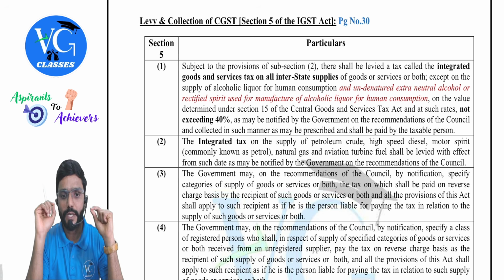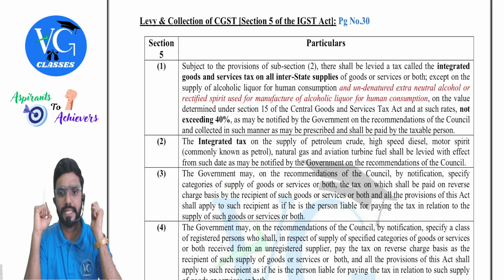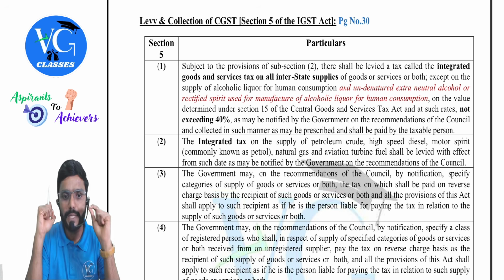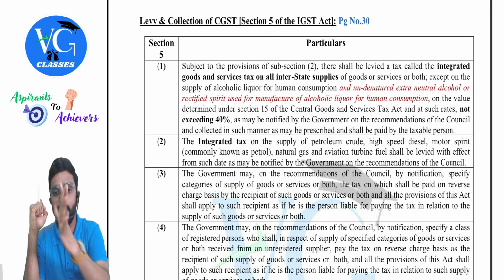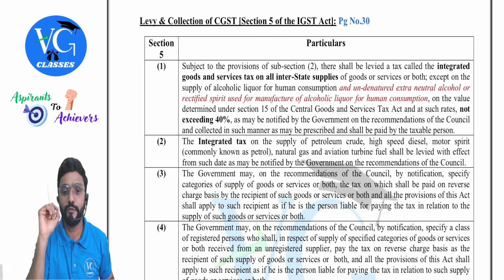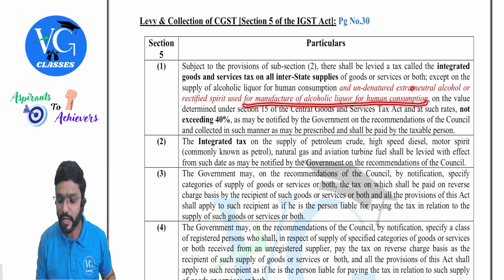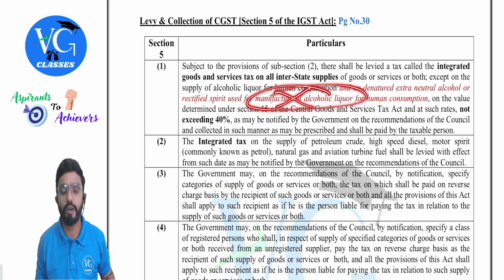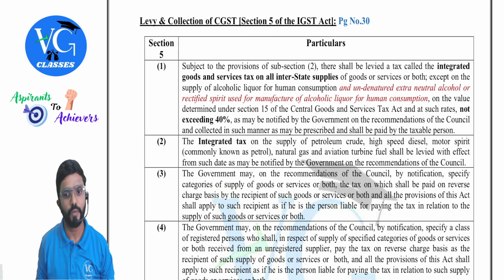Section 5 subsection 1. Subject to the provisions of subsection 2, there shall be levied a tax called Integrated Goods and Service Tax, that is IGST, on all intrastate supplies of goods or services or both, except on the supply of alcoholic liquor for human consumption, which was already there. Now the new addition is undenatured extra neutral alcohol or rectified spirit used for the manufacture of alcoholic liquor for human consumption. Sir, what if it is not for human consumption? Then GST is applicable. What if it is not for the manufacture of alcoholic liquor? If it is for some other purpose, is GST applicable? Yes, GST is applicable.